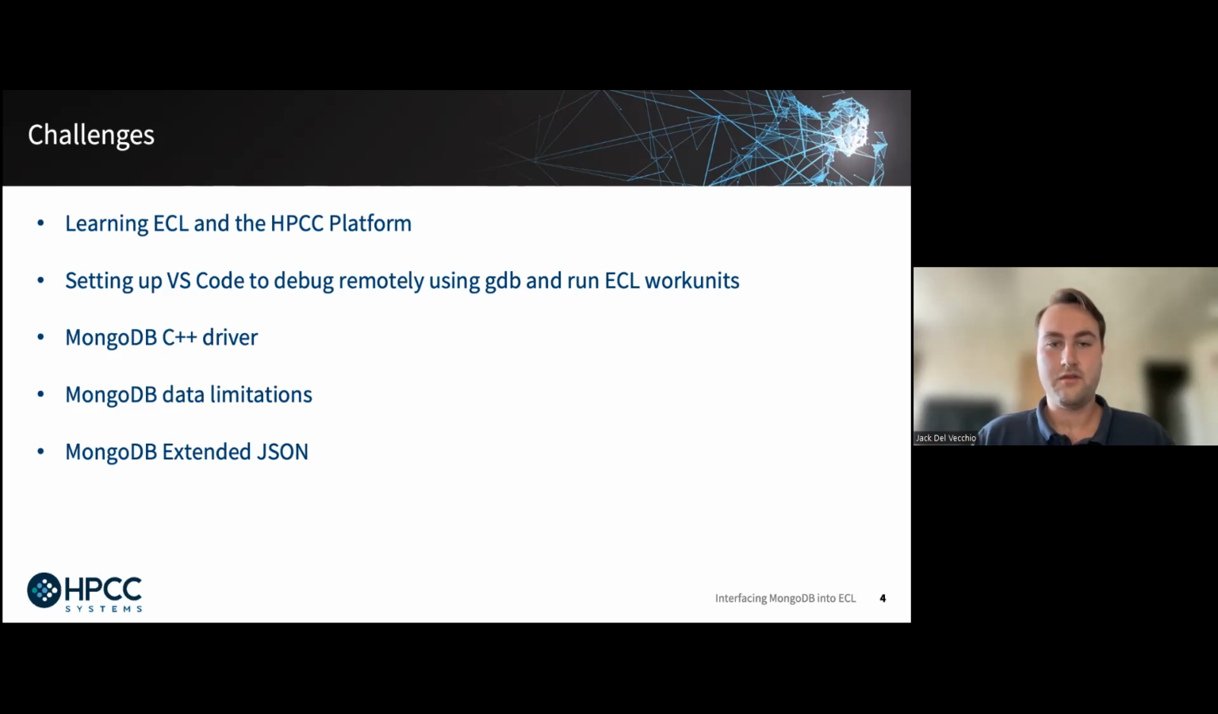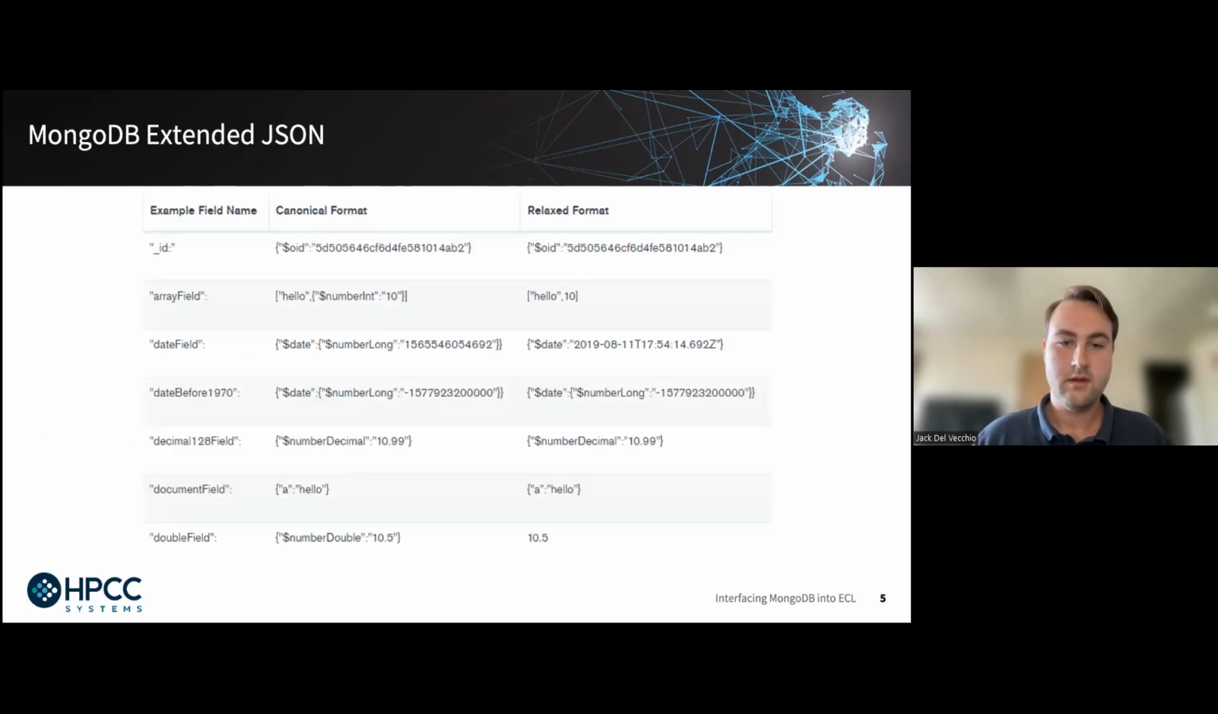And then the final challenge was MongoDB extended JSON. So here's an example of what some of the formats of it look like. Essentially, it is just a way to encode additional data types into normal JSON. But some of these data types aren't necessarily supported in ECL, so they had to be deserialized. And I'll talk about that more in some later slides.